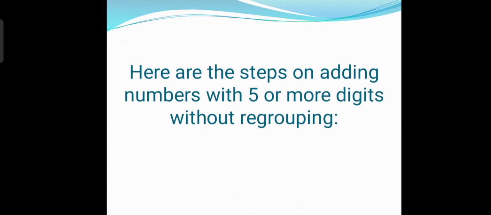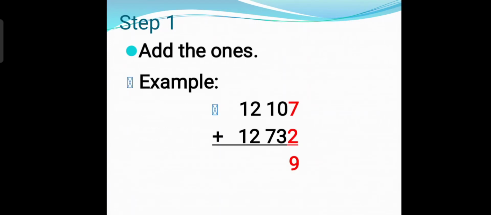Here are the steps on adding numbers with 5 or more digits without regrouping. Step 1, add the ones. Example, 12,107 added to 12,732. Look at the ones digit, starting from the right to left. The ones digits are 7 and 2. 7 plus 2 equals 9. So let us write the sum under the digits that we added.